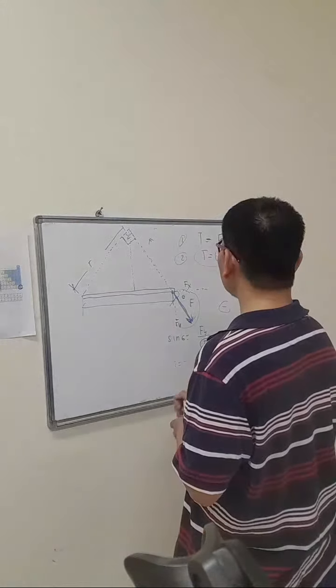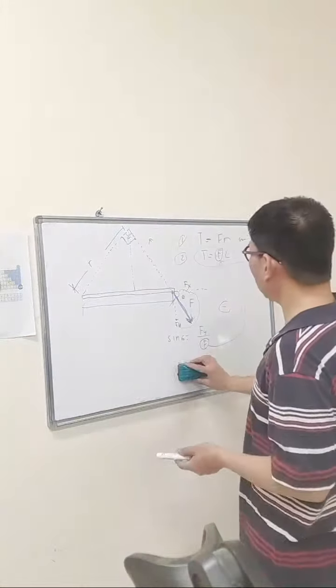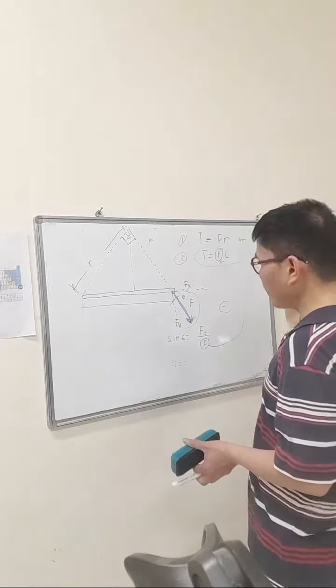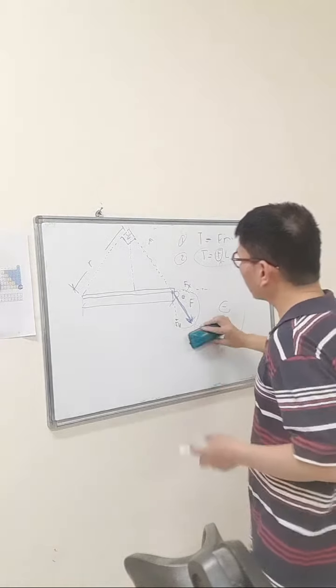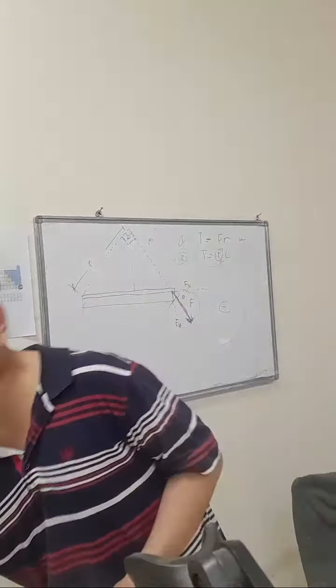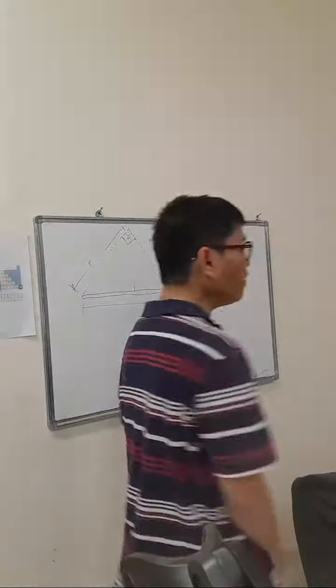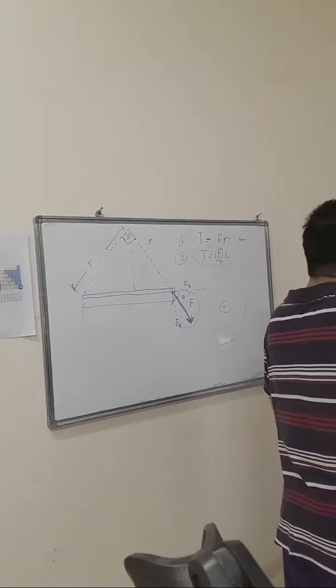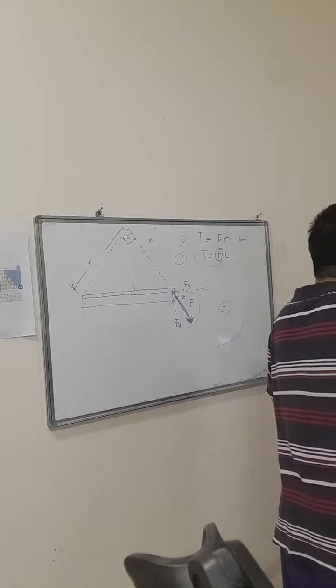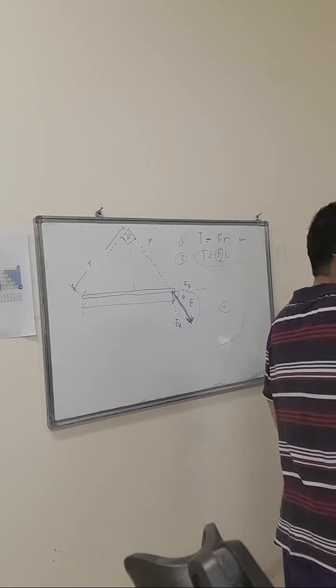So to solve for F, you will say Fy over sine theta. Okay, again, so we can understand it. Sine theta is the opposite of the angle over the hypotenuse or the diagonal line.